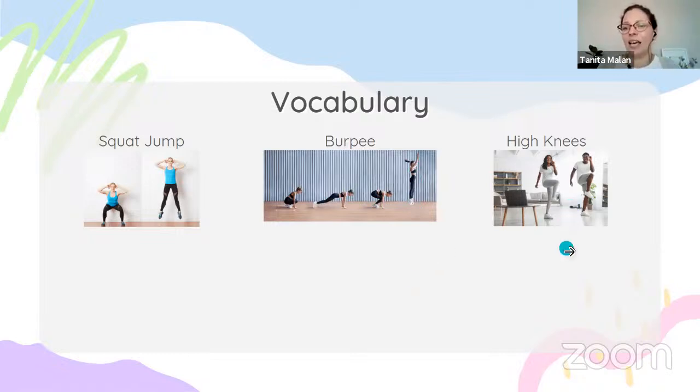And then high knees. You know, it's like running, but the goal is to bring your knees as high as possible. Then we would call that high knees. Very common in something like a HIIT because it really gets your heart rate up and it's quite difficult to do.